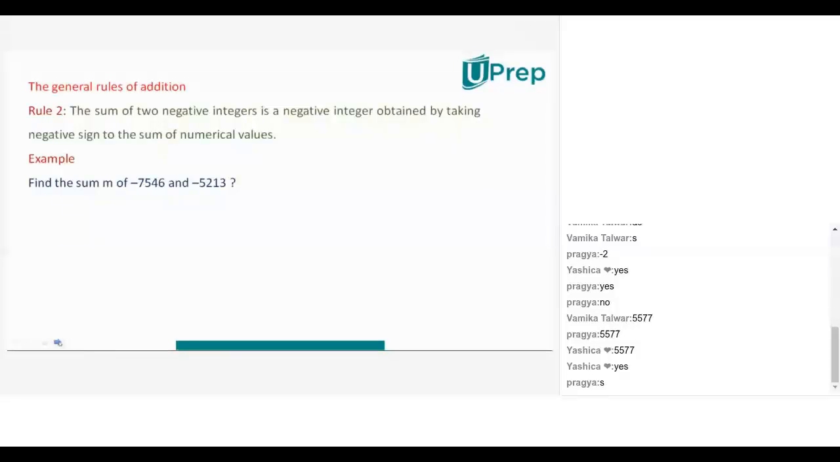Rule number 2. Rule number 2 says the sum of two negative integers is a negative integer. Now, what is he telling us? It's always negative only. Right. Before I take this example, let me take a smaller example to get very good clarity in my own head. If I have a number line, I have 0. If I say -7 plus -5.